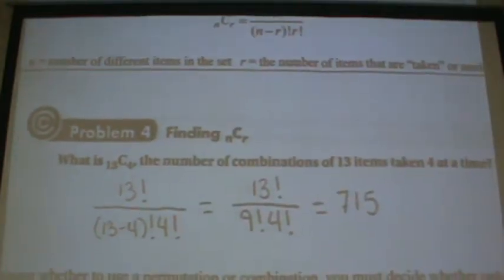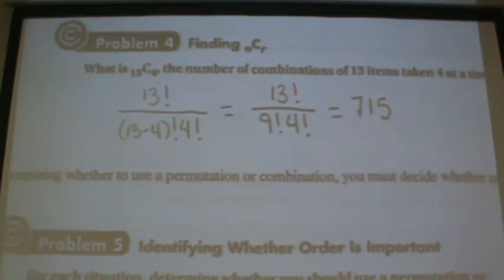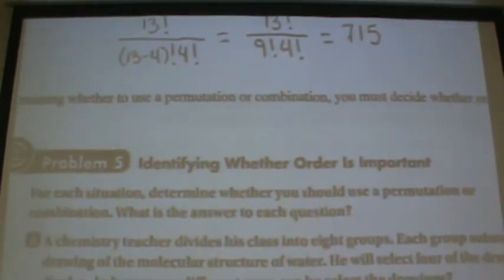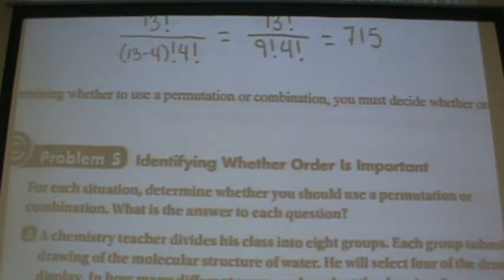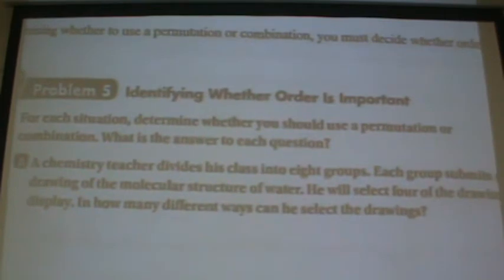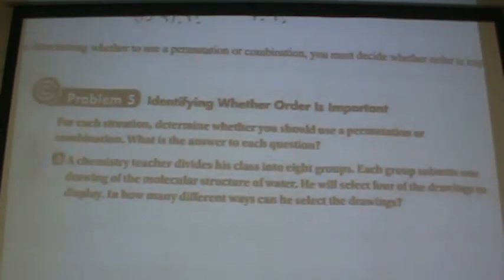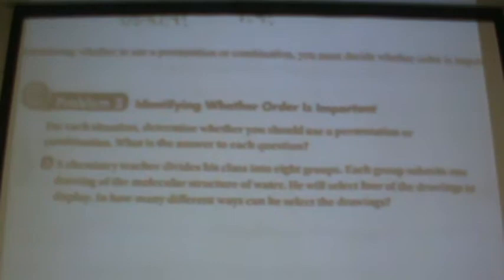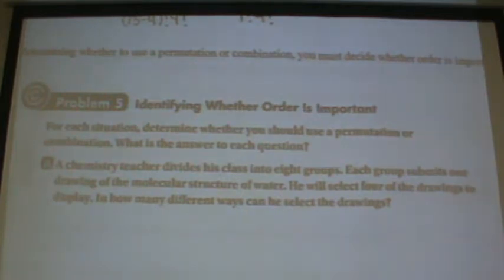So the major difference between a combination and a permutation is whether order matters or not. Permutation, order matters. Combination, order doesn't matter. So problem number 5 wants us to determine whether order would matter or not. For problem A, it says a chemistry teacher divides his class into 8 groups. Each group submits one drawing of the molecular structure of water. He will select 4 of the drawings to display. In how many ways can he select the drawings?